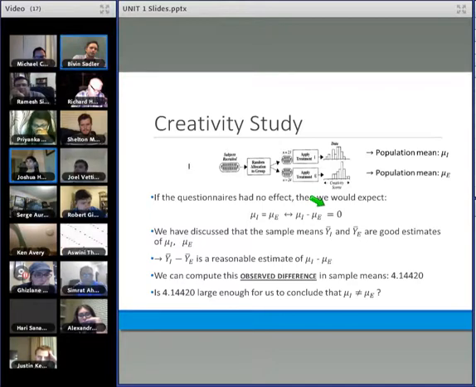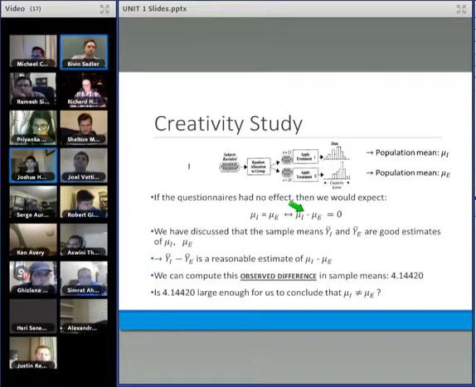And this is the big idea. In the creativity study, look at that right there. That is what we want to study. We want to know about mu I versus mu E. And if they are the same, then their difference is 0. We're going to cover that more next time. But that's an important thing to remember: if two things are the same, their difference is 0.